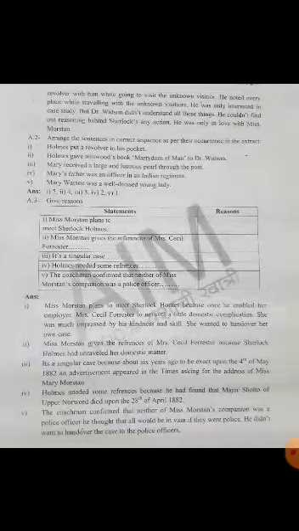Now, activity A2, activity number 2. Arrange the sentences in correct sequence as per their occurrence in the extract. First, Holmes put a revolver in his pocket. Second, Holmes gave Winwood's book, Martyrdom of Man, to Dr. Watson. Third, Mary received a large and lustrous pearl through the post. Fourth, Mary's father was an officer in an Indian regiment. Fifth, Mary Marston was a well-dressed young lady.